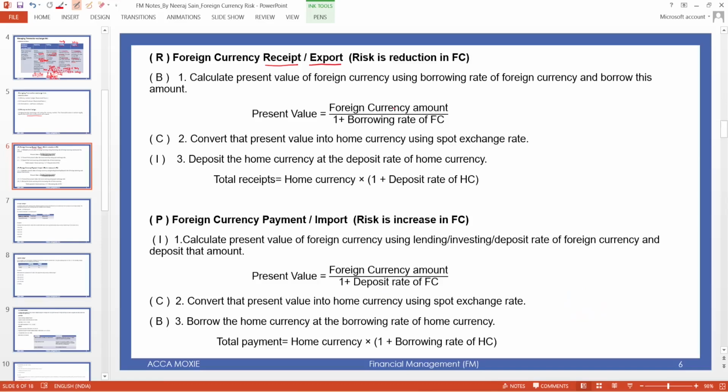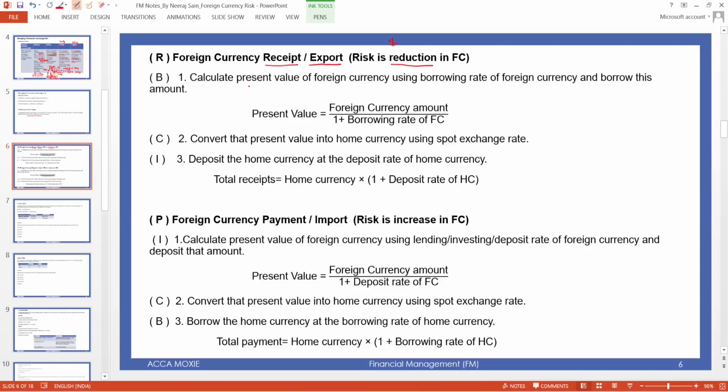Your risk is that the dollar depreciates, a reduction in the value of the dollar. This is the risk. So what you will do is borrow, convert and invest. These are three steps you have to follow in order to hedge the risk.